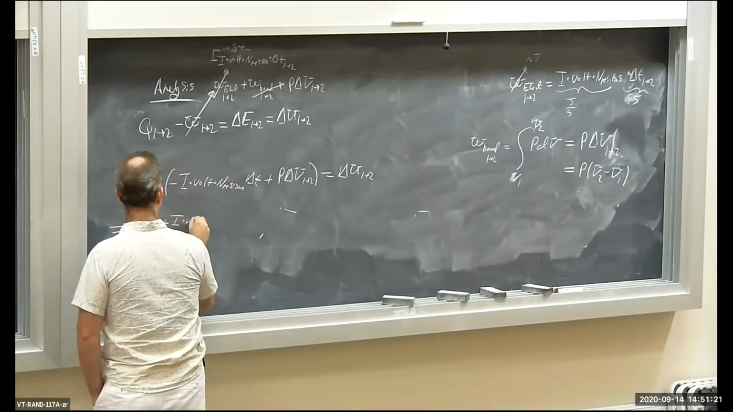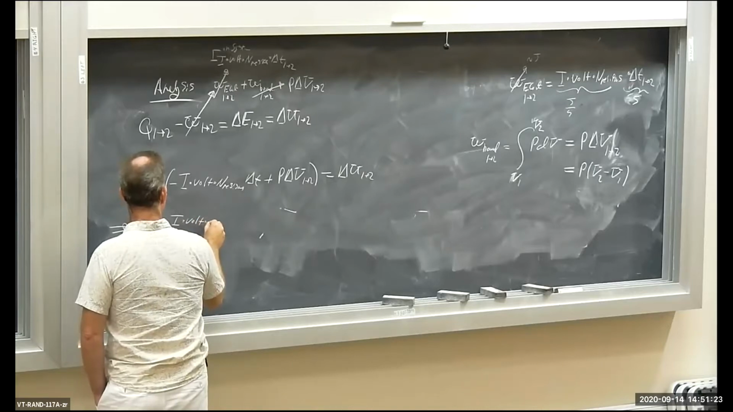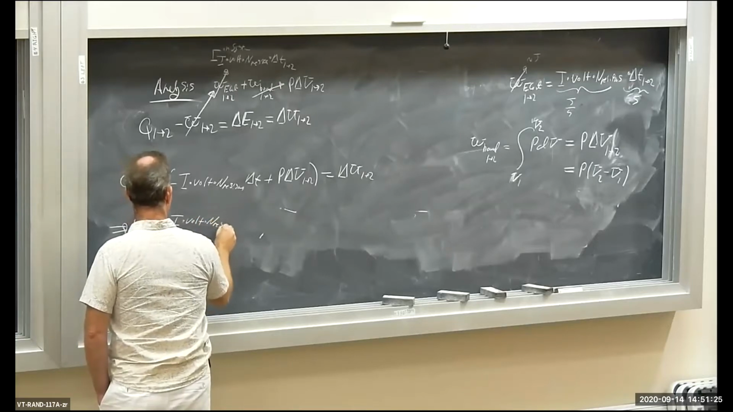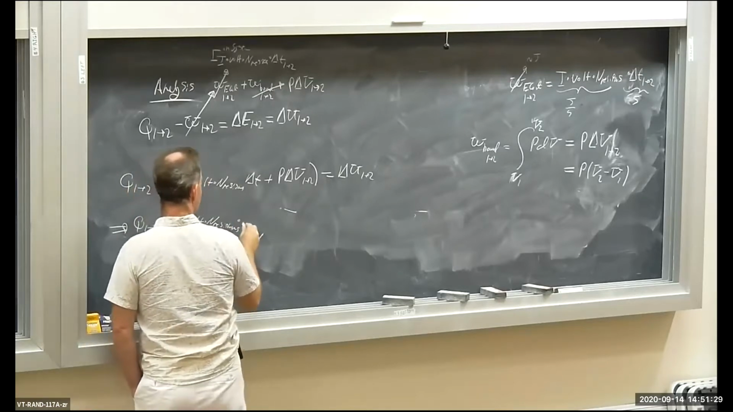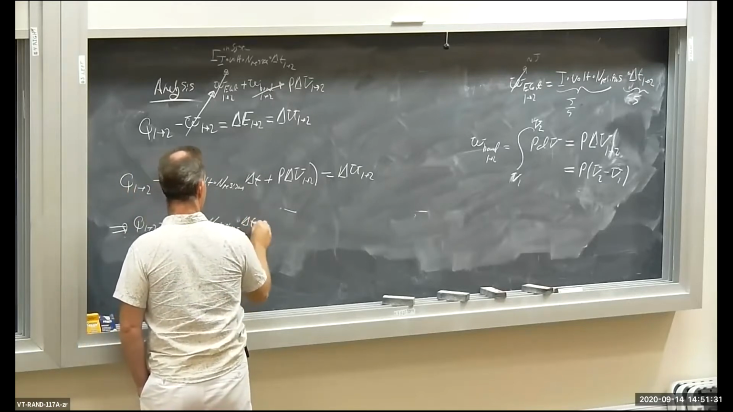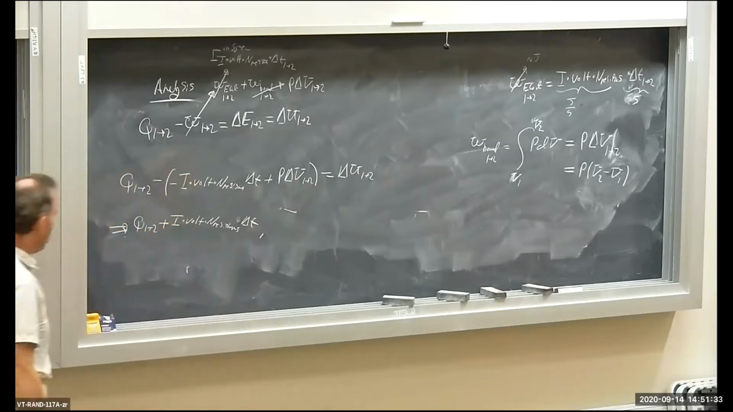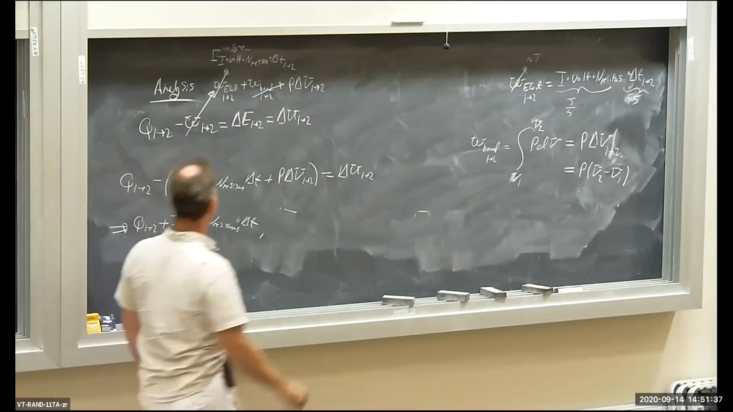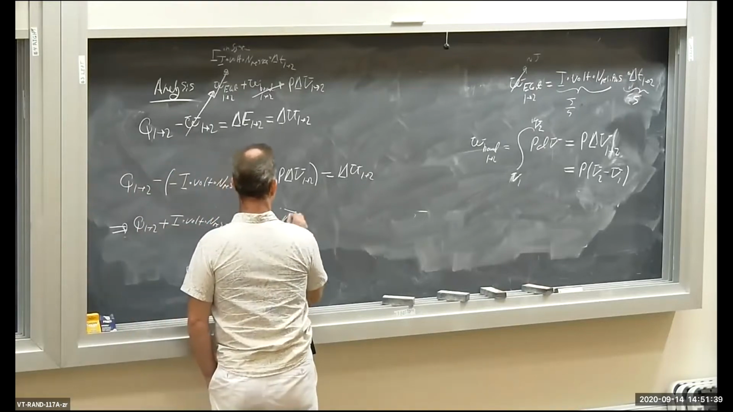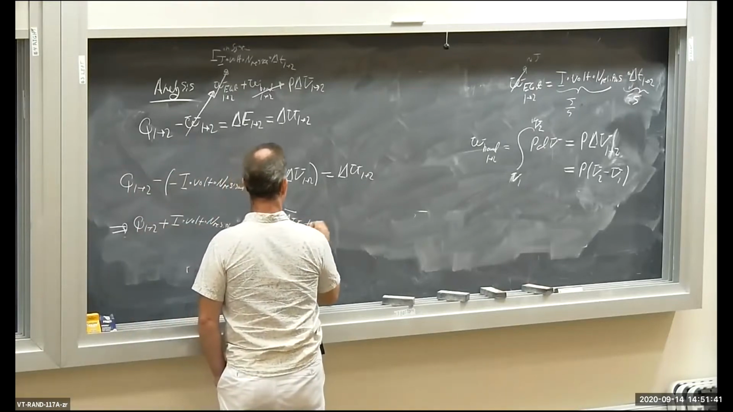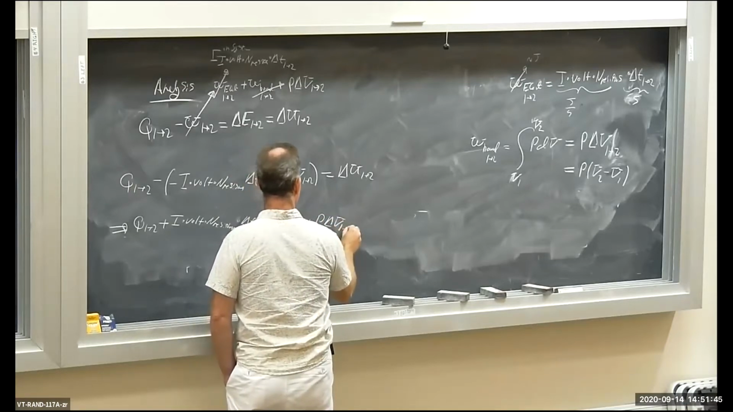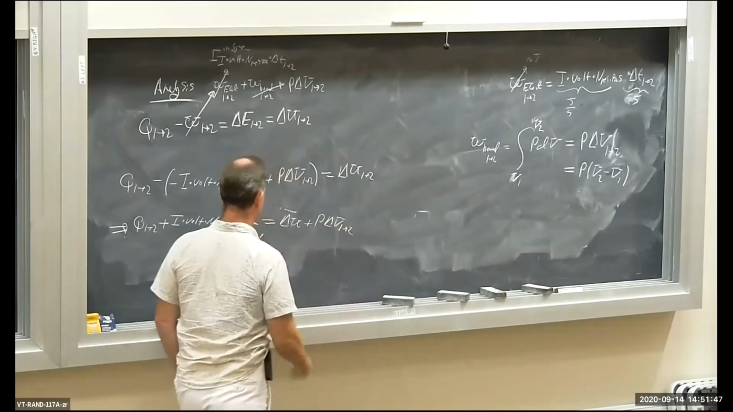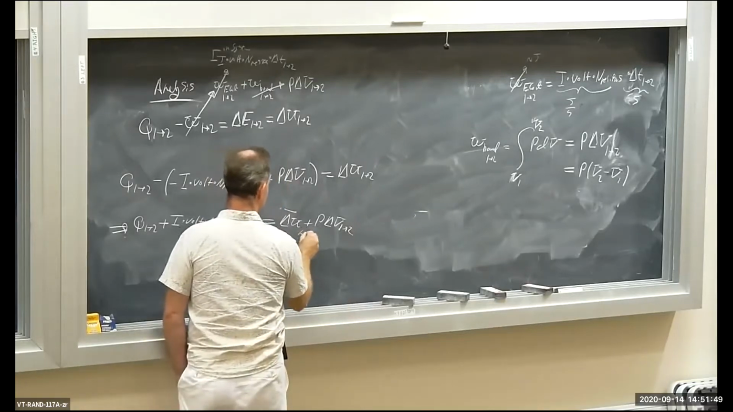current times the voltage times N resistors times delta T. That's the electric work. And then I've got delta U plus P delta V from state 1 to state 2.